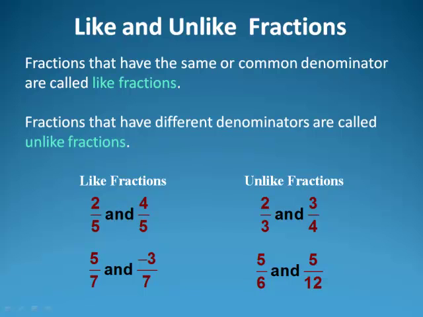So some examples of like fractions might be 2/5 and 4/5. Notice the denominator of 5 is the same. Or 5/7 and -3/7. Again, it doesn't matter if they're positive or negative. The only thing that matters is if the denominators match and both are 7s.